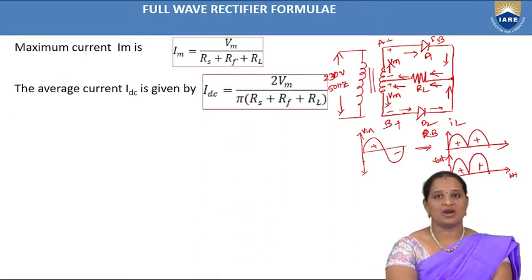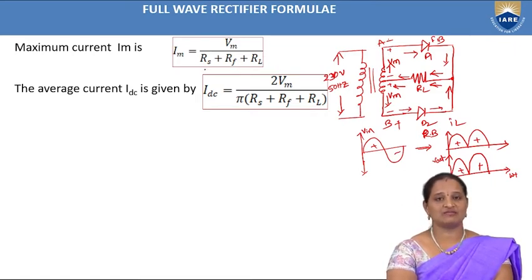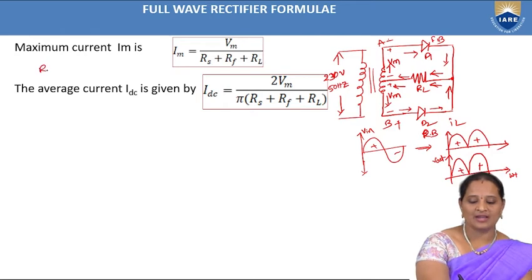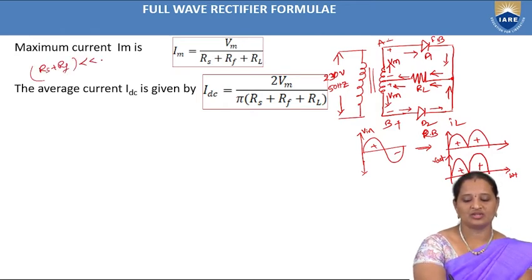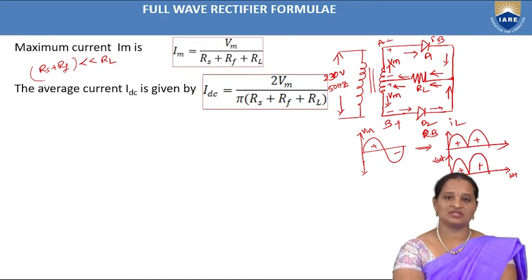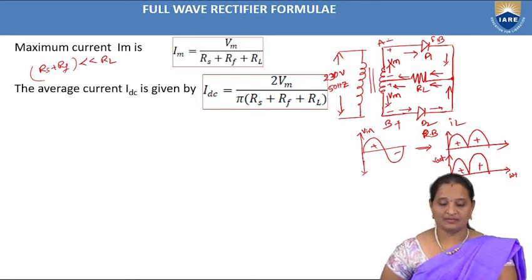So the maximum current is given by Vm divided by Rs plus Rf plus RL, where Rs is the internal resistance of the secondary winding, Rf is the internal resistance of the diode which is forward biased, and RL is the load resistance. We should remember that Rs plus Rf will always be very much less than RL, because Rs is the internal resistance of the secondary winding, which is negligible, and even the forward resistance of the diode is also negligible.